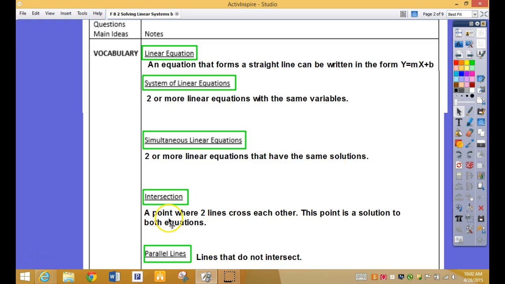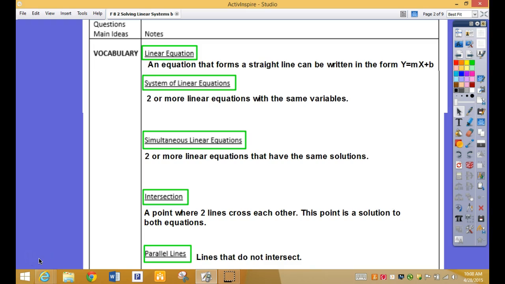An intersection, that's when they have one solution, when your two equations cross, and where they cross at that intersection, that ordered pair is the solution to the system. And then you have parallel lines, lines that do not intersect at all. And how many solutions do parallel lines have? None. No solution. Okay, I'll give you a minute here to get the definitions written.